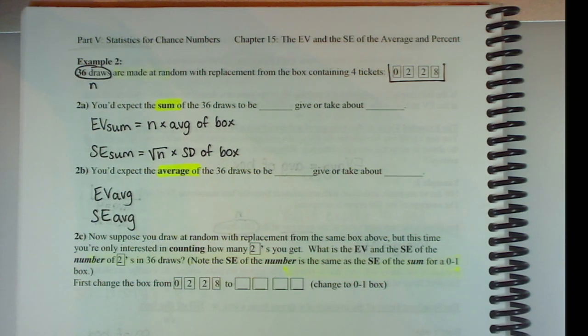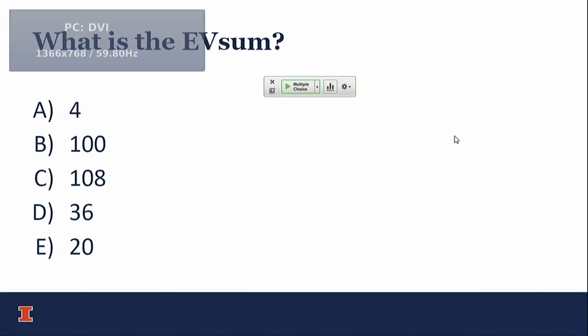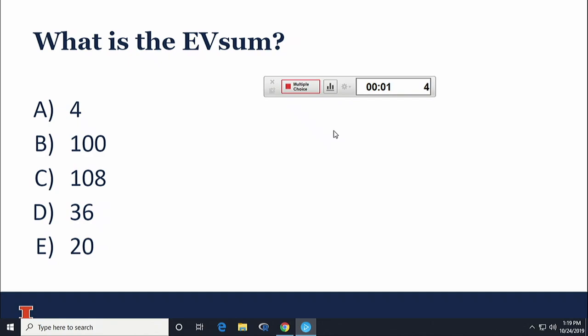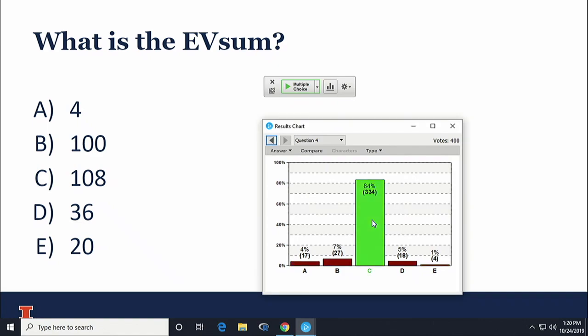So we'll do the sum first. So I'm going to put it up. Box has 4 tickets. For the standard error, if it has more than 2 tickets, I need to give you guys the SD because you can't use the shortcut formula. Here it is. What's the expected value of the sum? Okay, EV sum, N times the average. So let's check. I'm going to stop. And yay, C looks good.